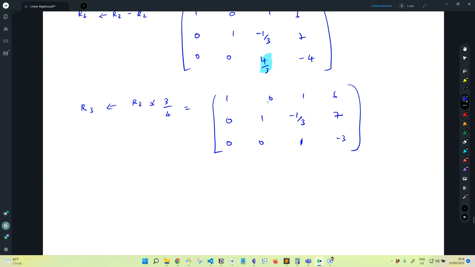Is it okay? I hope I have not done any calculation mistakes. Anyways, we will verify the answer. Now, are you all convinced that this matrix is an RREF?